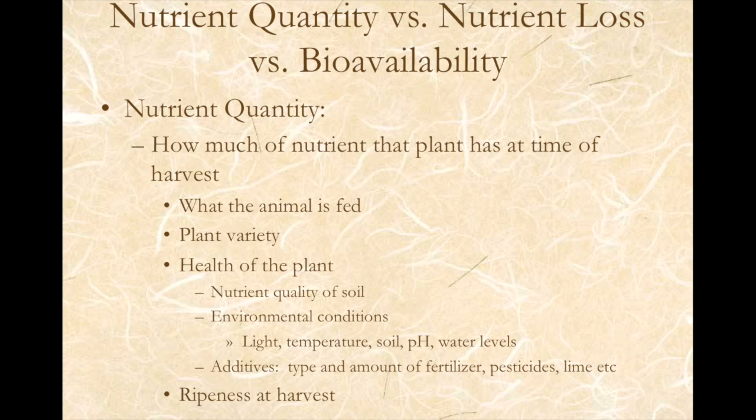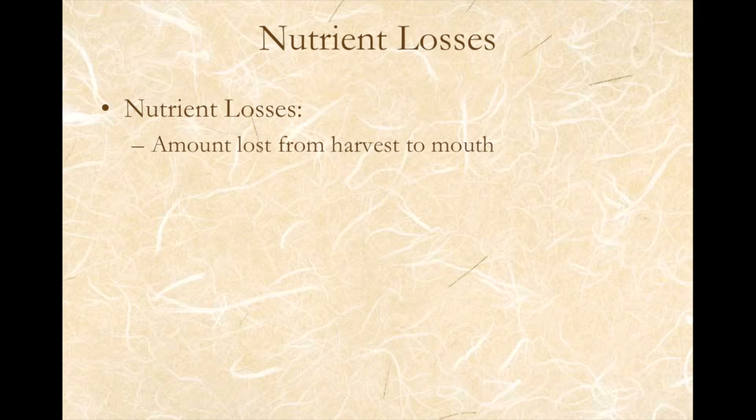And then the last thing that's going to impact the amount of nutrient the plant has, or the animal for that matter, is how mature it is at the time of harvest. So again, if you pick a green tomato and leave it on the counter to turn red, it's going to be a little bit different than if it turned red while it was still attached to the plant. All right, so let's talk a little bit about nutrient losses.